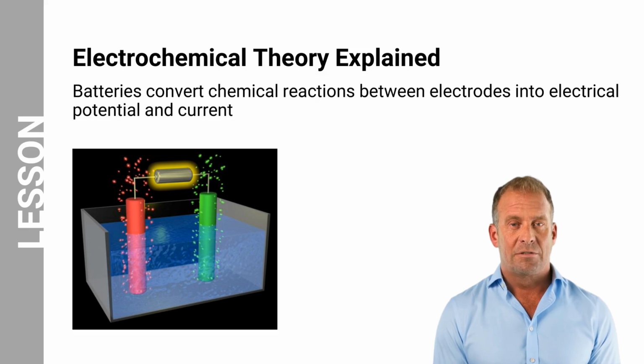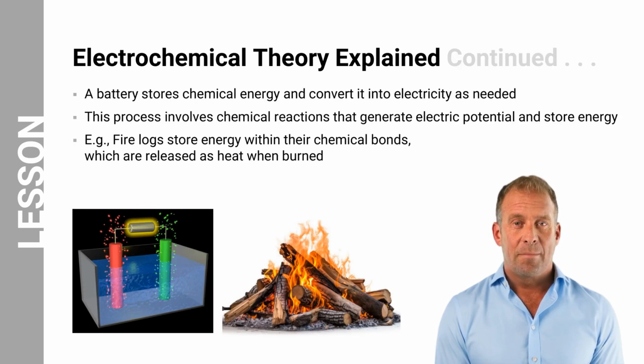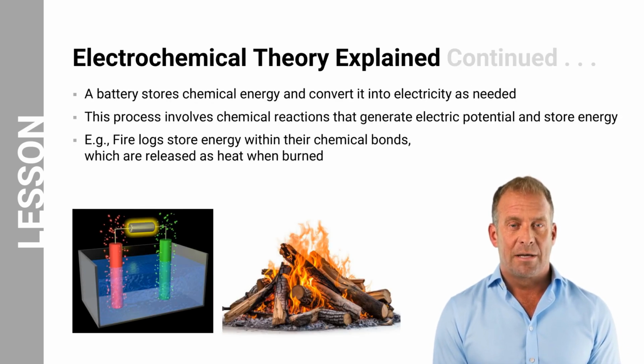Batteries store chemicals that react with each other, releasing electrons that flow through a circuit as electricity. This flow of electrons creates the current that powers the battery. A battery's primary function is to store chemical energy and convert it into electricity as needed. This process involves chemical reactions that generate electric potential and store energy. Similarly, everyday items such as fire logs store energy within their chemical bonds, which are released as heat when burned.